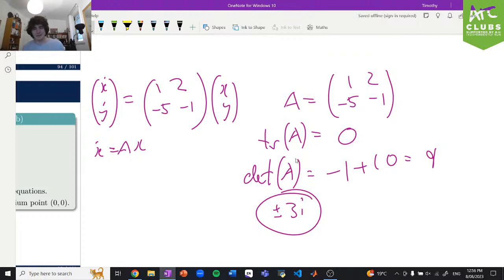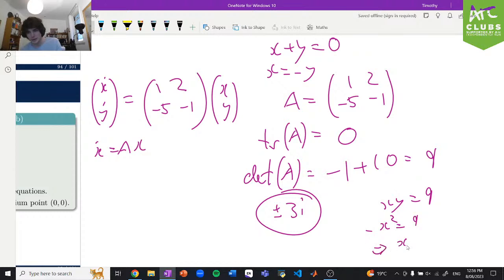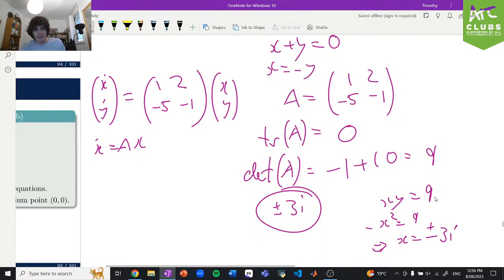The logic behind that is just maths. Alternatively, you could go through and find the other two things. You could write it as x plus y equals 0, which means x equals minus y. And also the product of them, x times y, is equal to 9, i.e. that's the same as having minus x squared equals 9, which therefore gives you x has to equal plus or minus 3i. Coolios. So now we've got our eigenvalues.